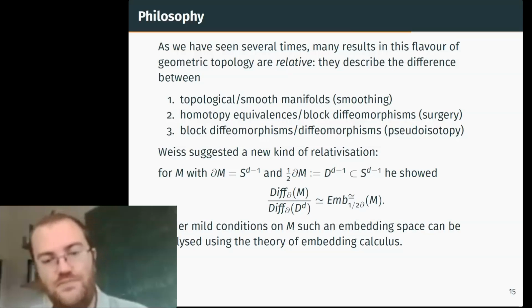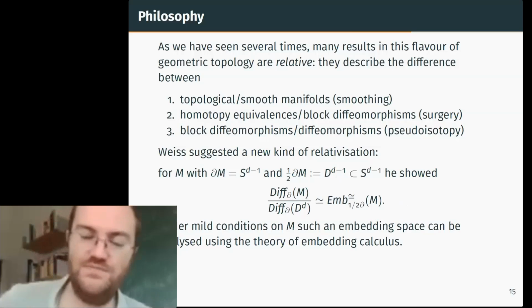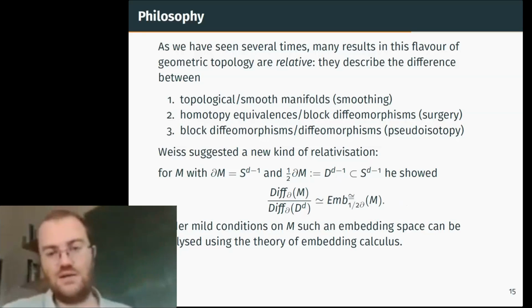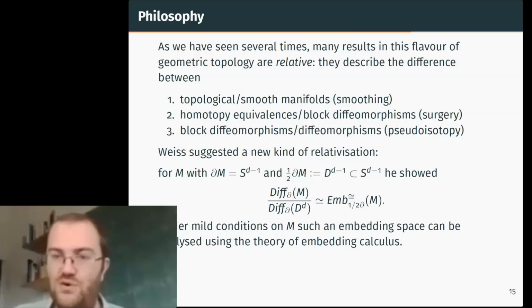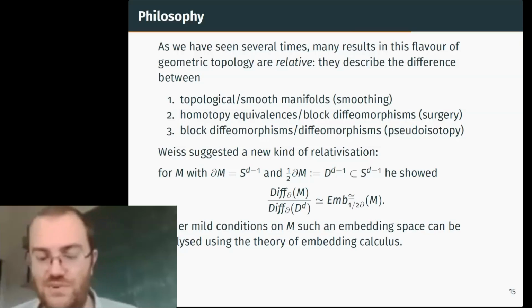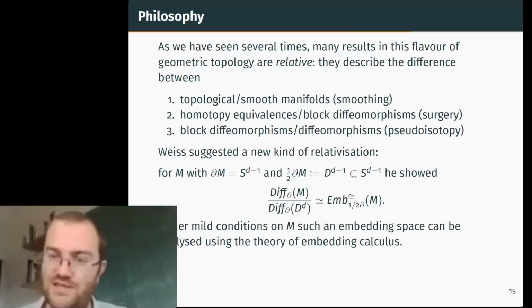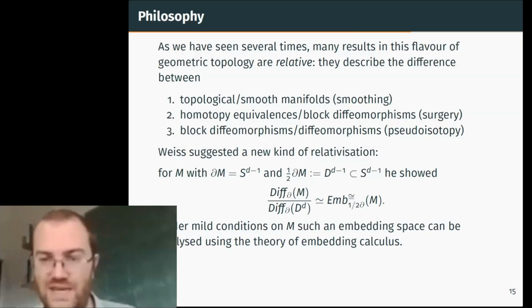So the power of this is that under moderate conditions on M, embedding spaces can be analyzed using a tool known as embedding calculus. They can be analyzed in principle completely. It's like surgery theory or smoothing theory, in that in principle it gives you a complete answer. There's no question, like in pseudo-isotopy theory, about whether or not it works. This embedding calculus always works.